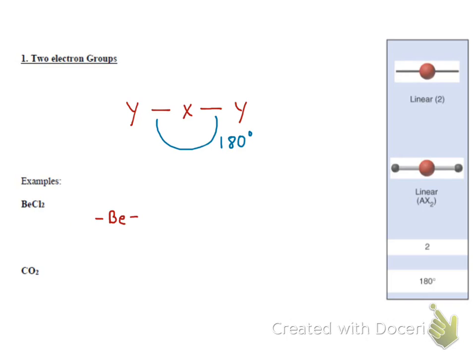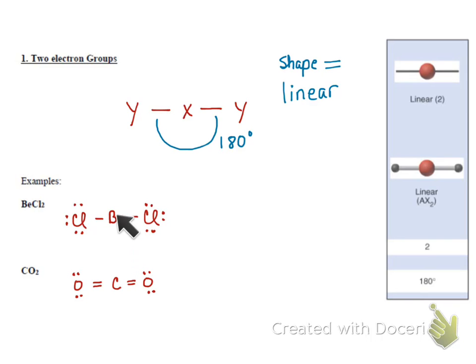Examples are beryllium dichloride, which has single bonds, and beryllium, remember, can be electron deficient, less than an octet, and that's okay. It has a linear shape. And carbon dioxide, which also has 2 bonds, they're double bonds, but it doesn't matter what kind of bonds they are. The central atom carbon has 2 bonds, no lone pairs, and those 2 oxygens are going to be as far apart as possible, which again is going to be 180 degrees.